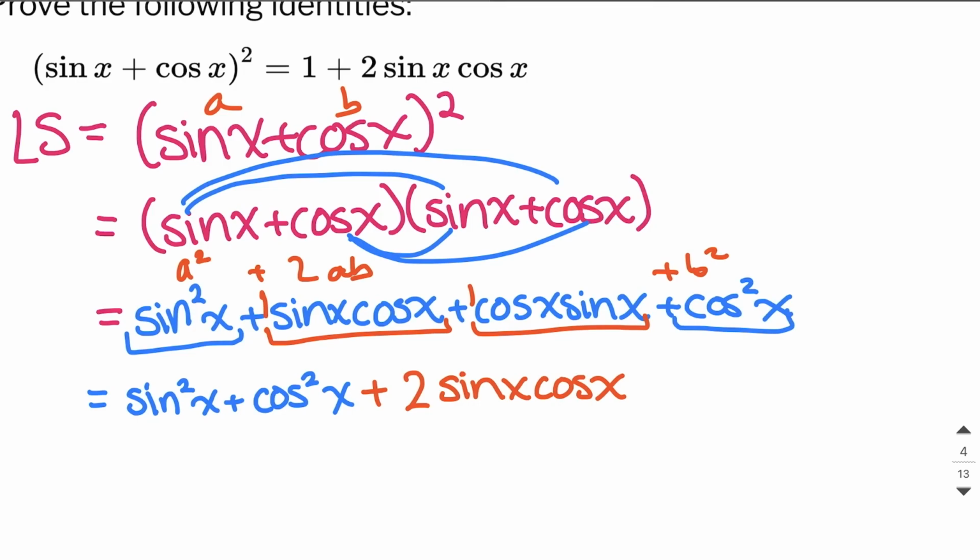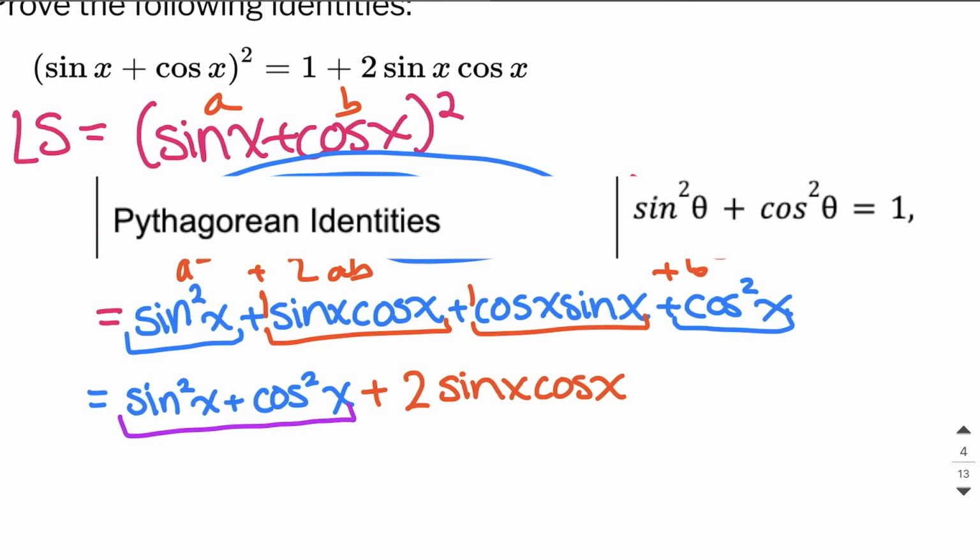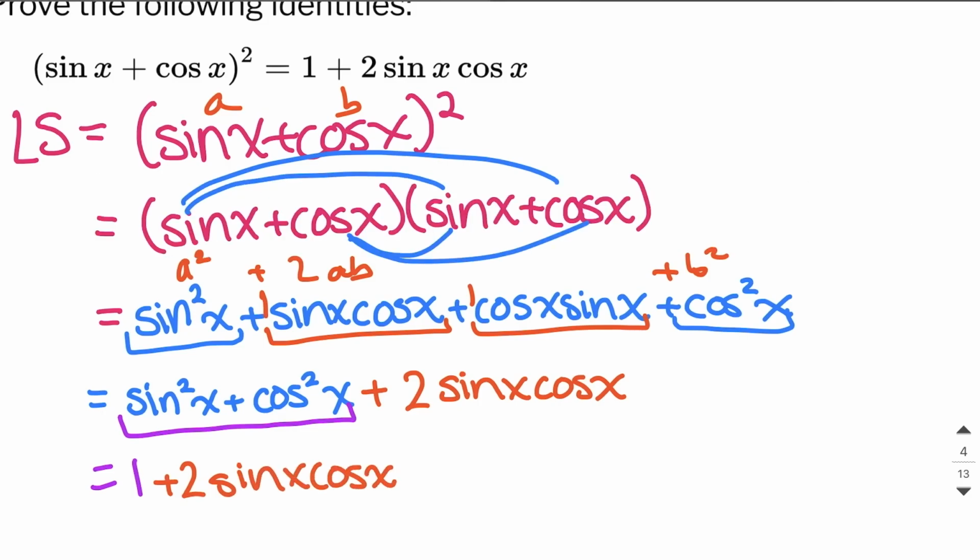Okay, so then we know that sine squared x plus cosine squared x is 1. And then we're just going to copy down this plus 2 sine x cosine x. And look at that. The right side says 1 plus 2 sine x cosine x. So now we can just say right here, left side equals right side.